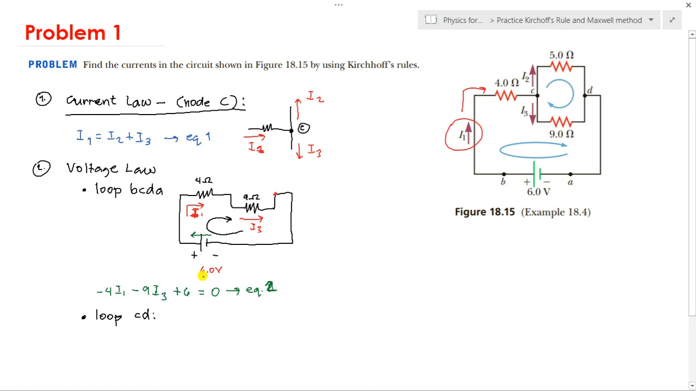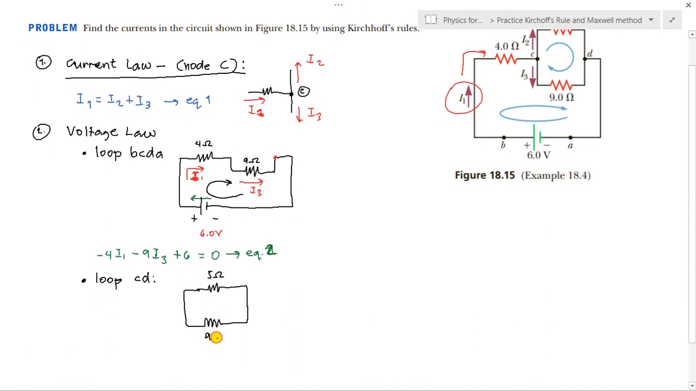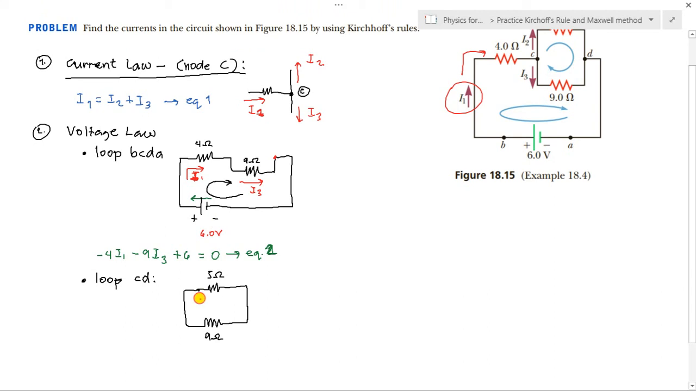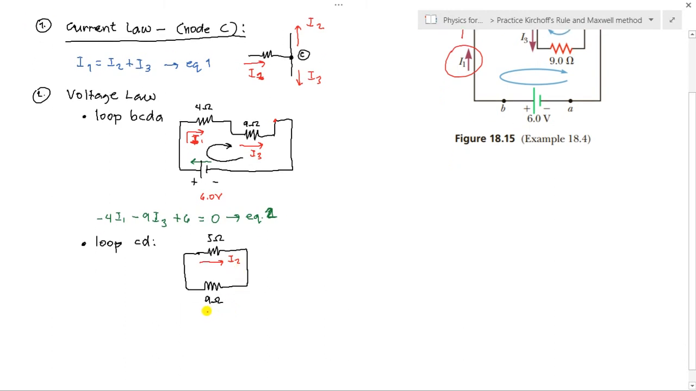Okay? Let's draw loop CD. Here we have the 5 ohm resistor. At the bottom we have the 9 ohm resistor. Here, what passes through the 5 ohm resistor is current I2. Then for the 9 ohm resistor, it is current I3. Again, I3 is going that way.